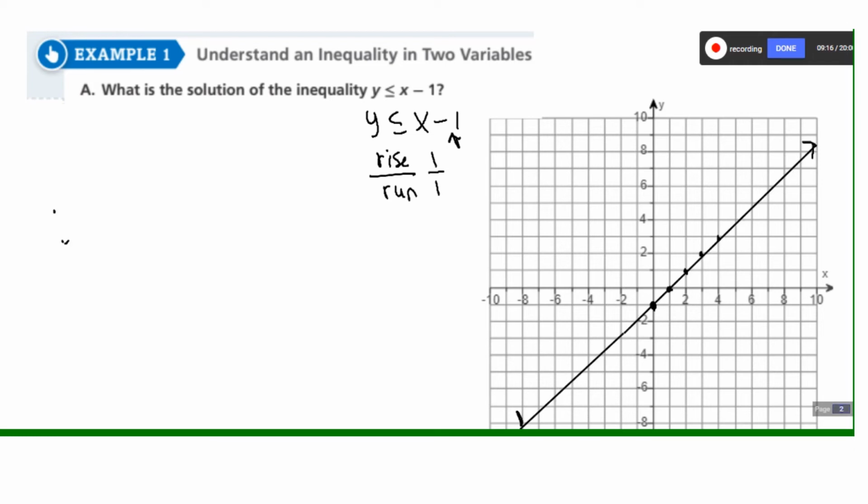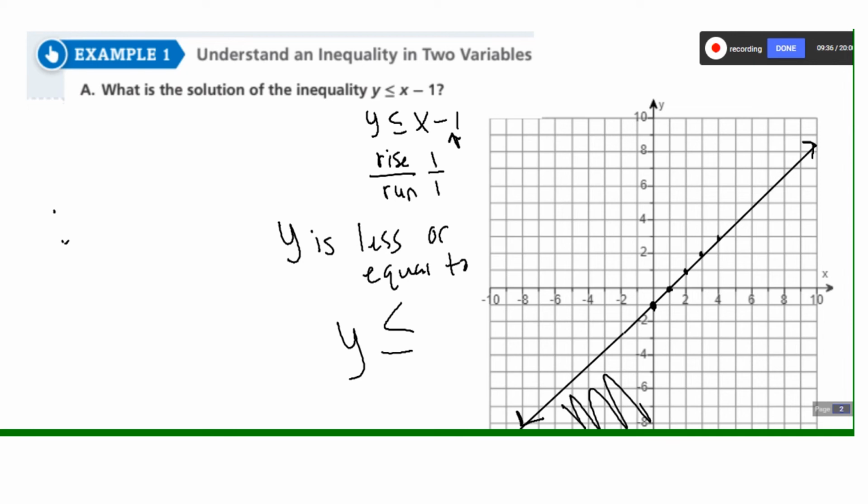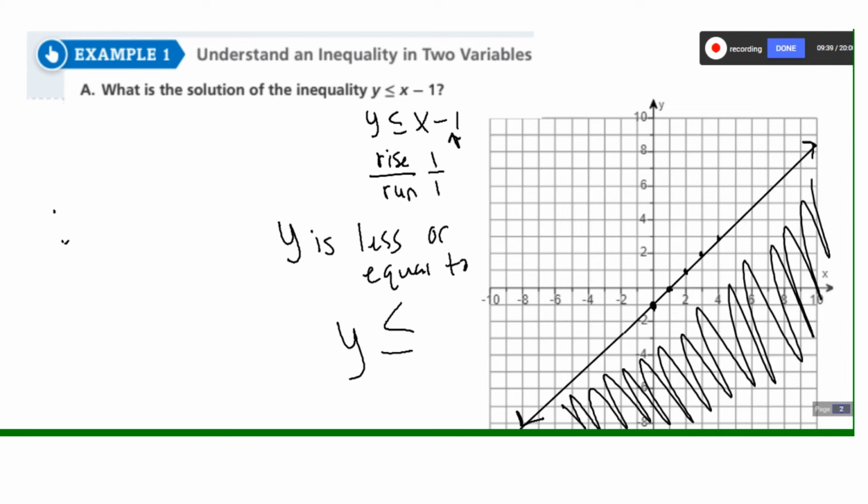So now that I have my line graphed, I want to go ahead and graph the possible values for y. So it says y is less than or equal to. Since y is less than or equal to, I'm going to shade lower along the y-axis, which will look like this. So everywhere underneath that line and underneath that function that I just graphed, I will shade. And then that's what you will submit for this example.